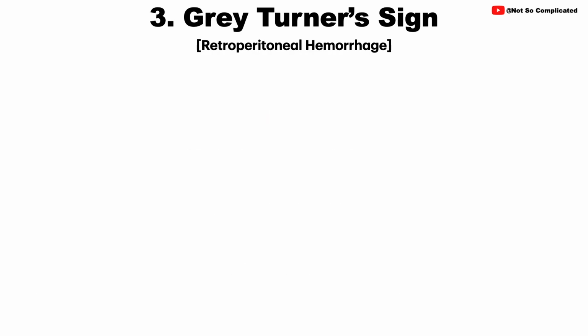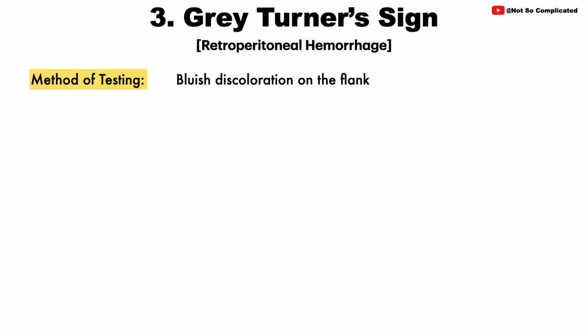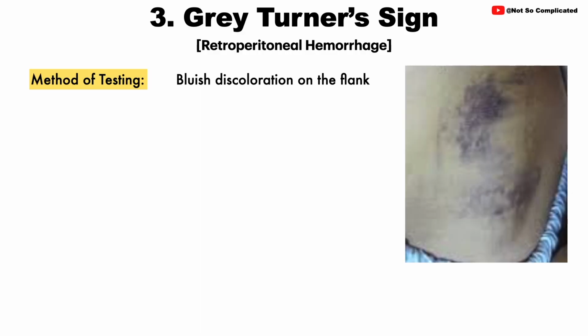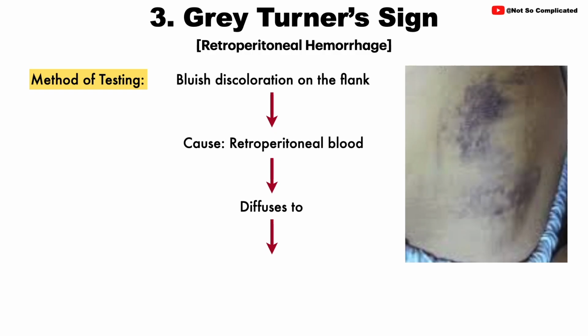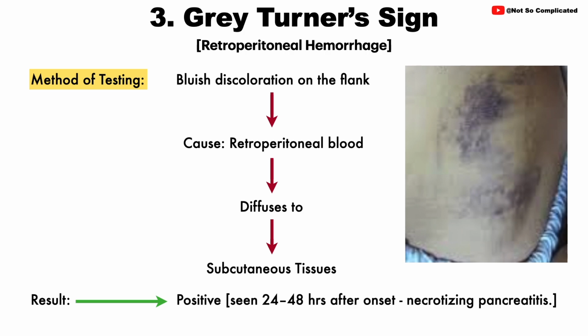The third sign is Grey Turner's sign. It is usually seen in retroperitoneal hemorrhage, and it is also a bluish discoloration, on the flank. This is also visual testing, and the cause is retroperitoneal blood diffusing to the subcutaneous tissues. The result is positive if the sign is seen, and it is usually seen 24 to 48 hours after onset in necrotizing pancreatitis.